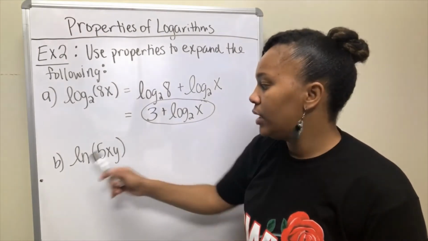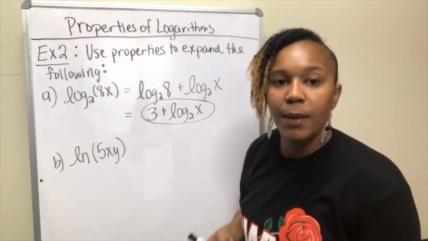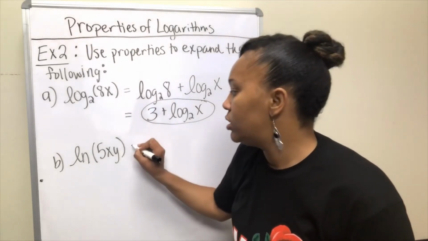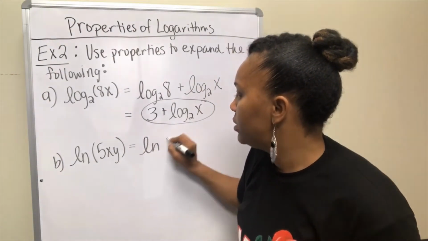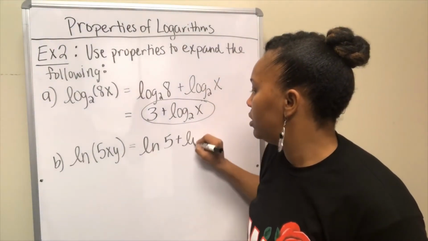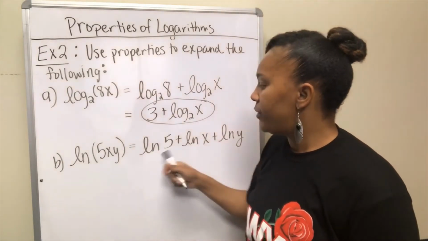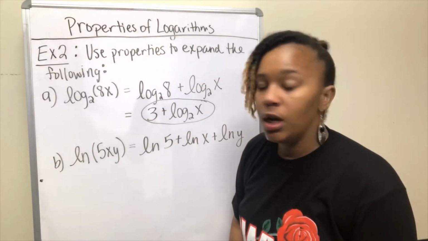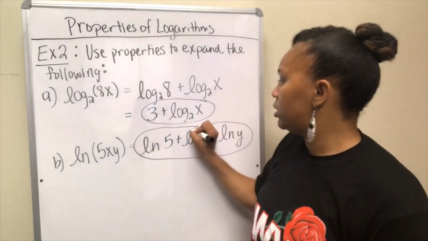Alright, and then for this one, you have the natural log of 3 things being multiplied, but you can still apply the product property here. So you just take each one of those and add them. So the natural log of 5 plus the natural log of x plus the natural log of y. Natural log of 5 isn't going to come out to be a whole number, so we can leave it like that, and that will be our final solution.